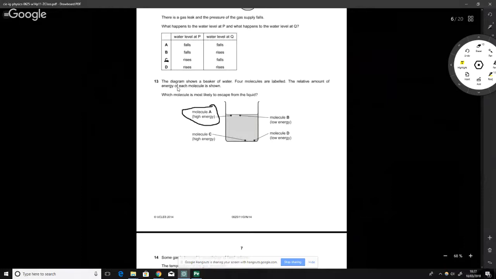All right. It's basically asking which molecule in this container is most likely to escape. Two things are needed for it to escape. It needs to be close to the surface, so we can already rule out those two. But the one that's more likely to escape is going to be the one with the higher energy level. It gets away from the bonds, so it's going to be the higher energy one.